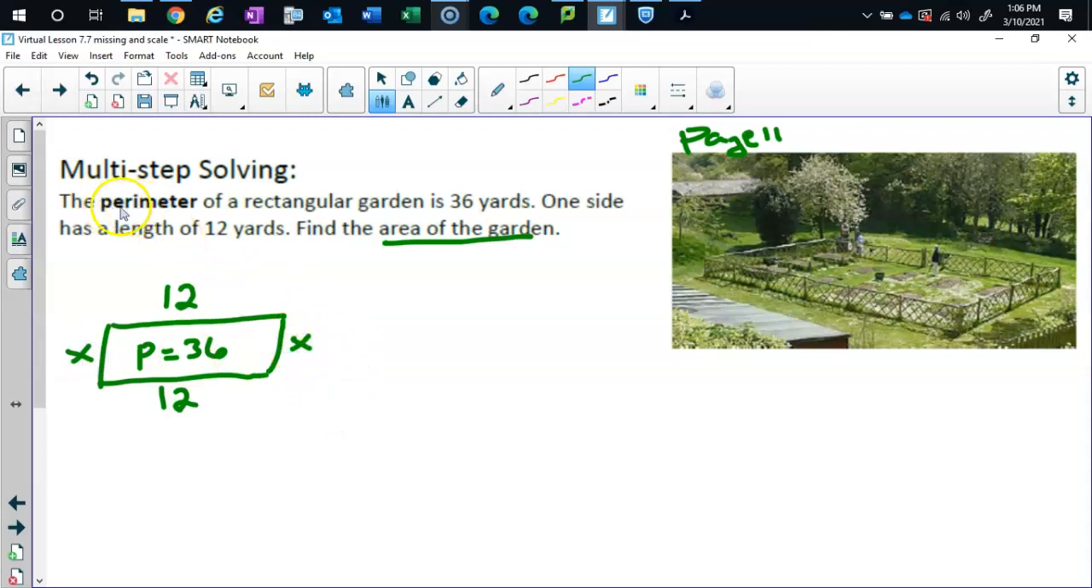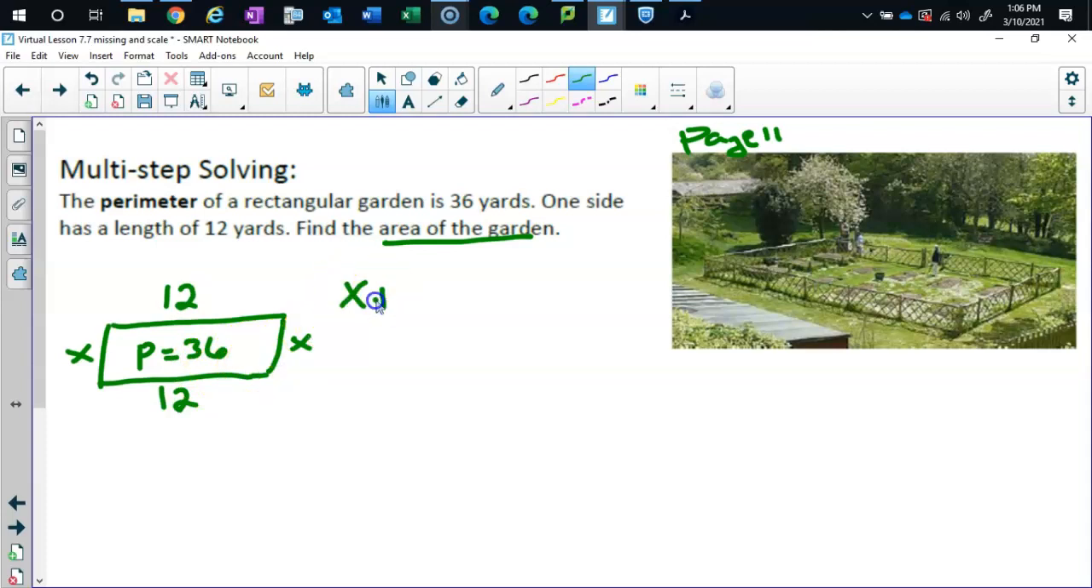So do you see what we did? Perimeter is 36, so I wrote that there. P equals 36. One side is 12, so this is 12. If that's 12, so is this. We don't know this other side, so I'm calling it x and x. Well, how do I find the perimeter of any shape in the world? I add up all the sides.